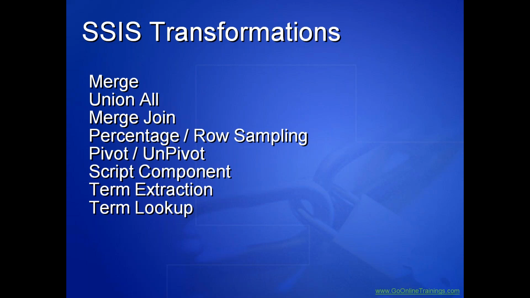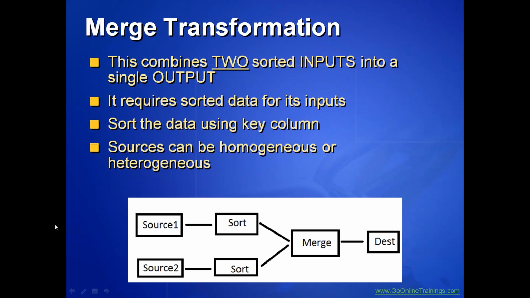Now for today, we're going to be discussing some more transformations: merge, union all, merge join, percentage and row sampling, pivot and unpivot transformation, script component, term extraction, and term lookup transformations. This is what I'm going to be discussing today.